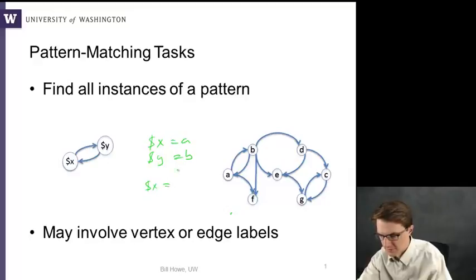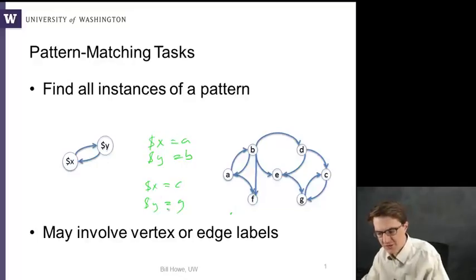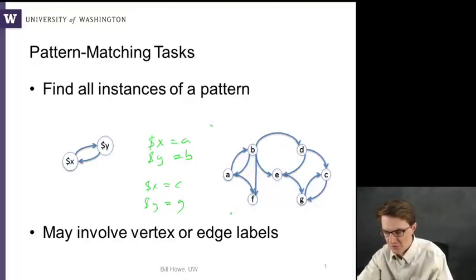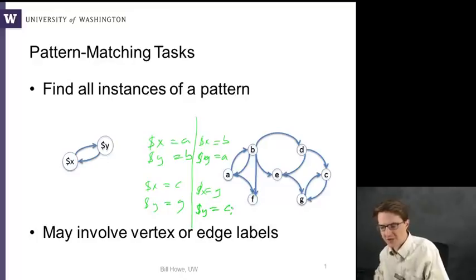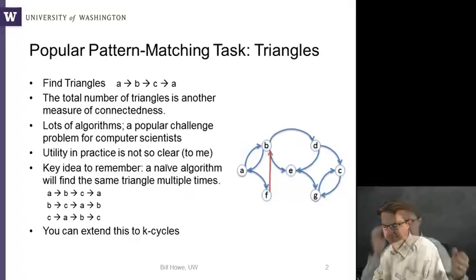$x equals C and $y equals G. And then actually, if we're not careful, you have, or perhaps this is what you want, but generally you don't, you'll have duplicates of this, where $x can be B and $y will be A. Whoops. $y will be A, and $x will be G, and $y will be C. So there may be 4 instances of this pattern, only 2 of which are in some sense unique.